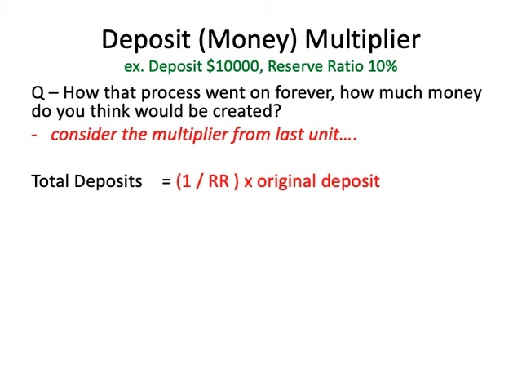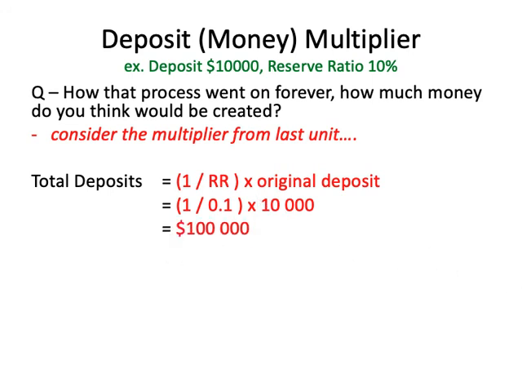The deposit multiplier is going to impact our deposits. And so the deposit multiplier is actually 1 divided by the reserve ratio. Okay, so this right here is the money multiplier. And so our total deposits equals 1 divided by the reserve ratio, which here is 10%, times the original deposit. And so in our scenario, we have 1 divided by 0.1, which is 10%, and our original deposit was $10,000. And so then we get $100,000.